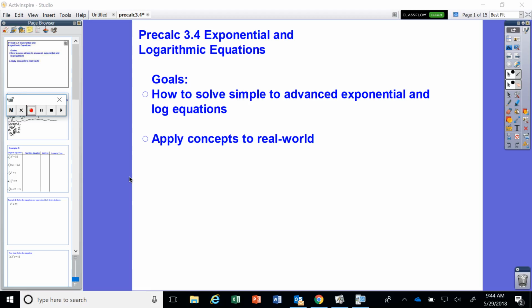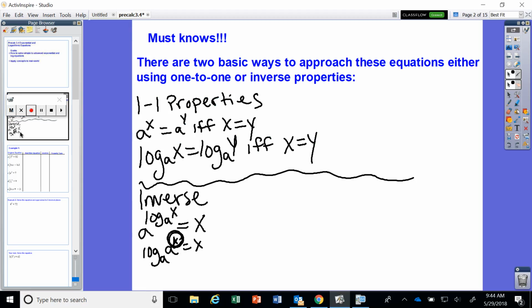Let's open the discussion. How do we go about solving both types of these equations specifically? So there are two basic ways to approach these equations, and those two ways are either using one-to-one or inverse properties. Don't forget, our one-to-one properties are as follows. a to the x equals a to the y if and only if x equals y, or otherwise written, log base a of x equals log base a of y if and only if x equals y.